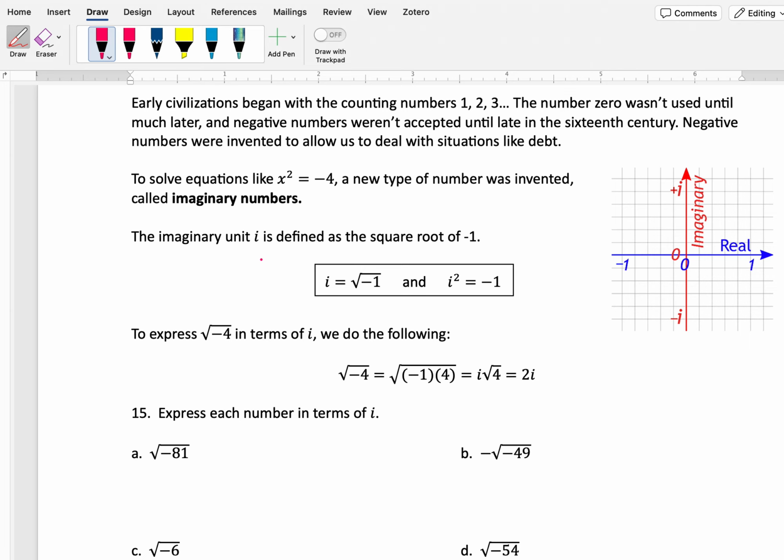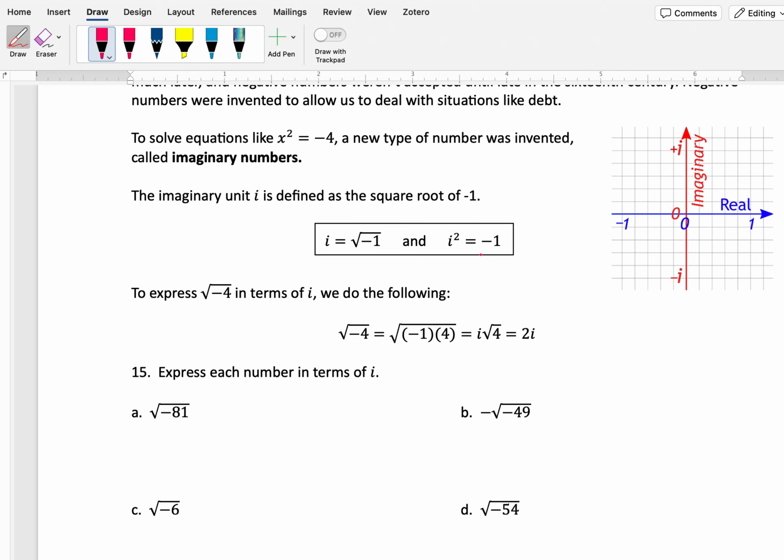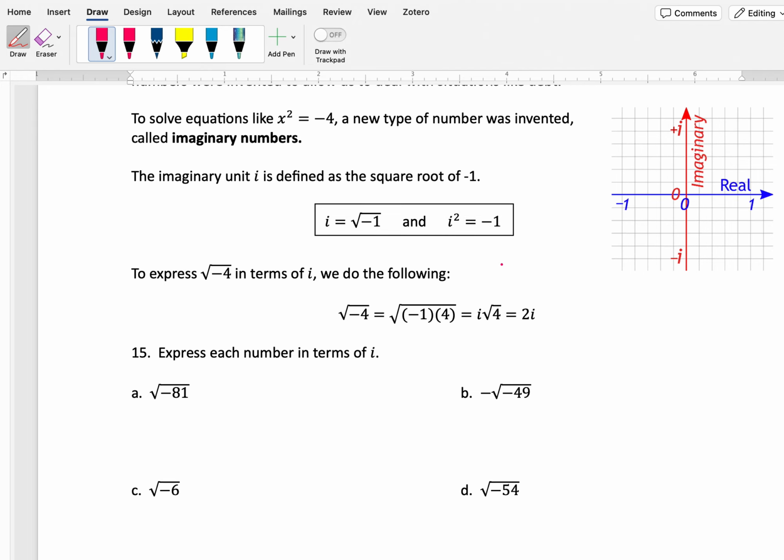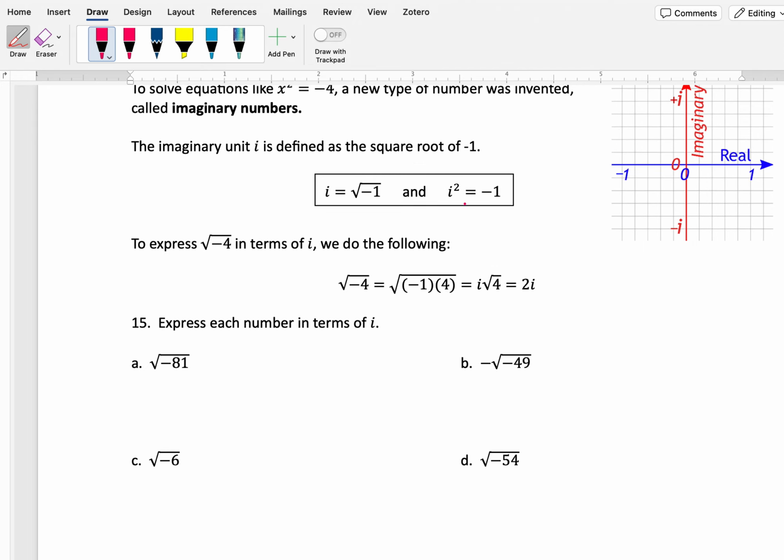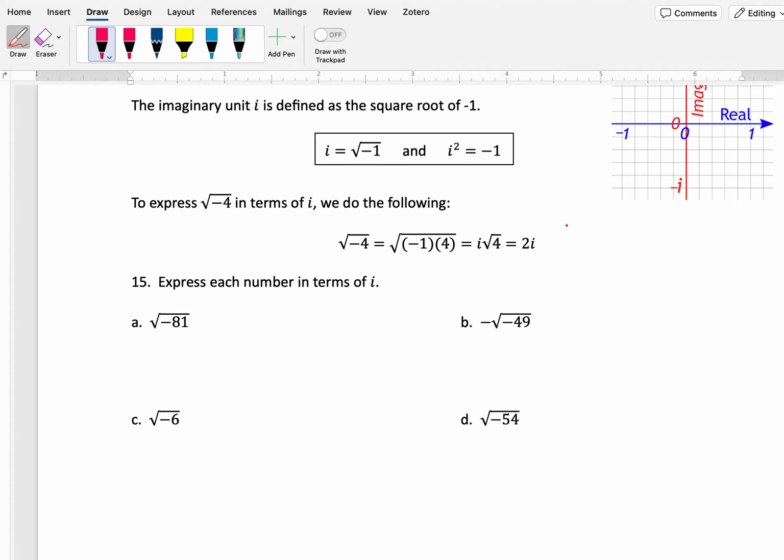The imaginary unit i is defined as the square root of -1. So this i stands for the square root of -1, and i squared then equals -1. So again, it's not a number because there is no number that when you square it, it equals -1. But it's an imaginary unit that allows us to still do some math with these things.